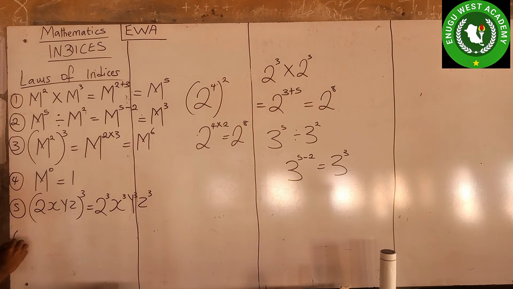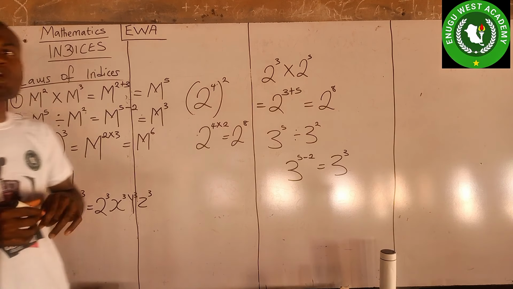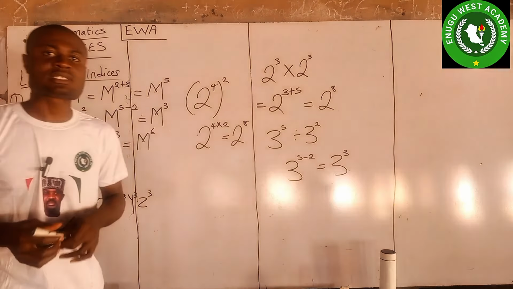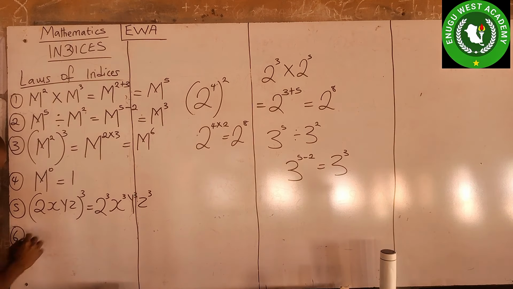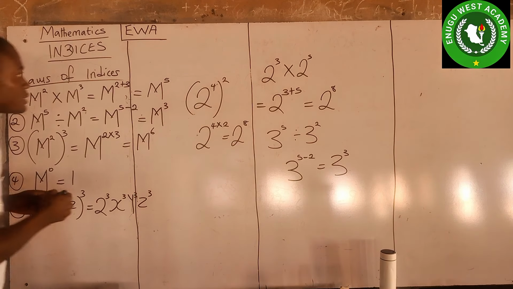Now we have the sixth law. We call it the negative index. Also, you can call it the reciprocal law. Now, the sixth law: if you have m raised to power minus 1, this will be equal to 1 over m.